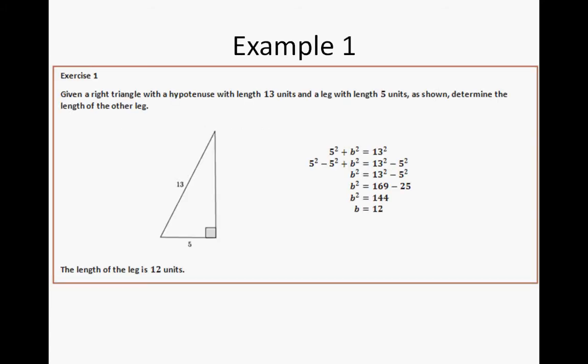So, for example 1, given the right triangle with a hypotenuse of a length of 13 units and a leg of 5 units, as shown, determine the length of the other leg. By using the Pythagorean theorem, plugging in what we know, 5 squared plus b squared is equal to 13 squared, we can go ahead and use our order of operations and our laws of algebra and conclude that b is equal to 12. So the length of the leg is 12 units in this case. This is one of the legs.